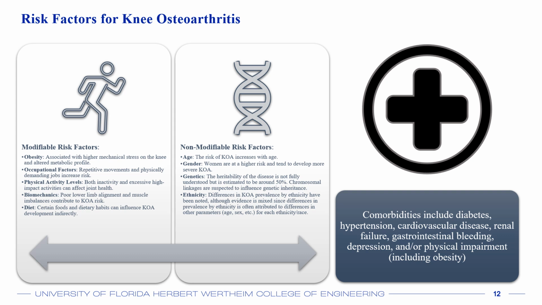Additionally, there are some non-modifiable risk factors, which primarily relate to risk generally increasing with age and female gender, while ethnicity and genetics are also supposed to play a role. Additionally, there are several comorbidities for knee osteoarthritis, and those include primarily these listed here: diabetes, hypertension, cardiovascular disease, renal failure, gastrointestinal bleeding, depression, and/or physical impairment, including obesity.